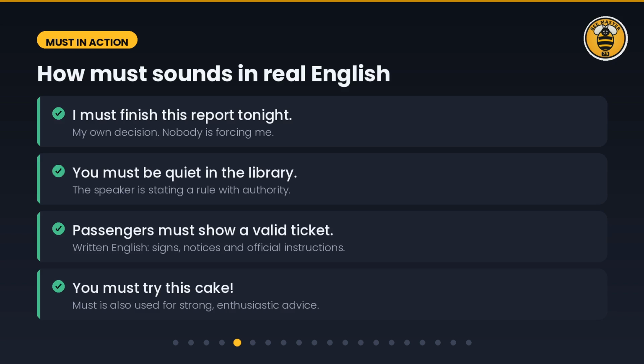Passengers must show valid tickets. One bonus use. Must is also perfect for strong, enthusiastic advice. You must try this cake.